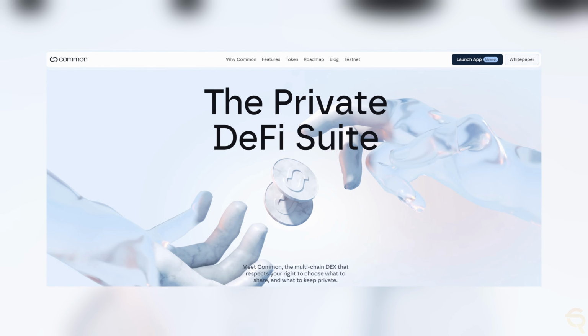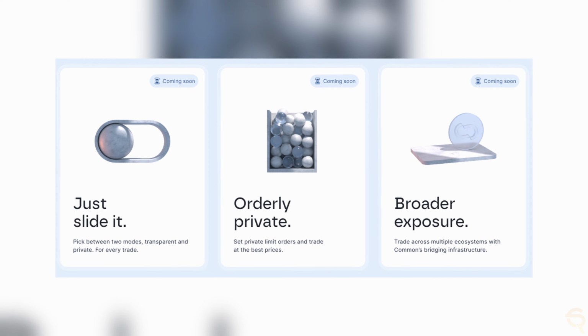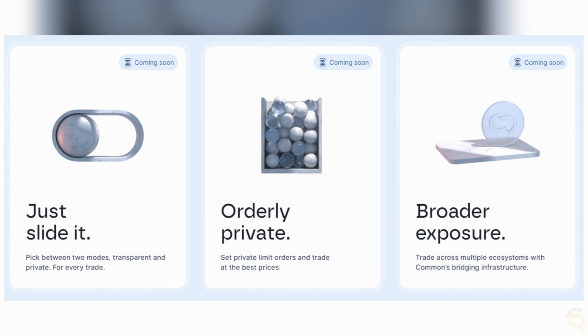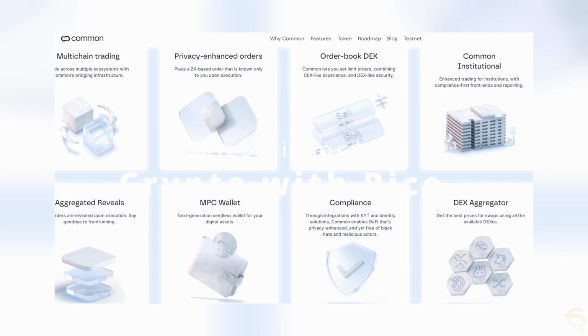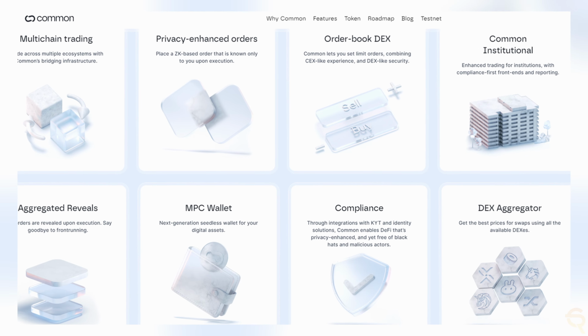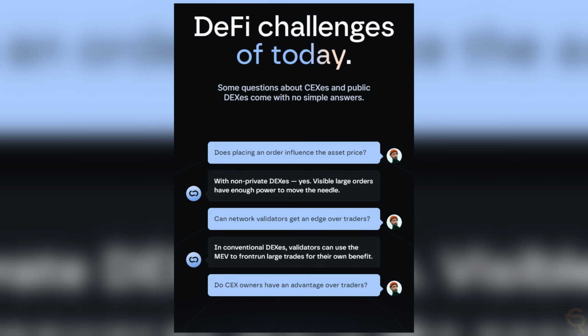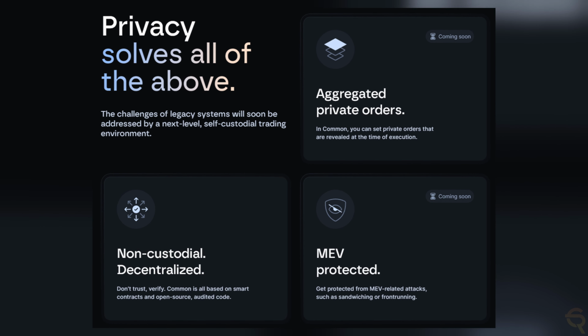The Common project represents a significant advancement in the field of decentralized finance by introducing a robust automated market maker, decentralized exchange, integrated with the Aleph Zero blockchain. In this video, we'll delve into the intricacies of the Common project, exploring its unique features, the challenges it addresses, the solution it provides, and its vital role within the Aleph Zero ecosystem.